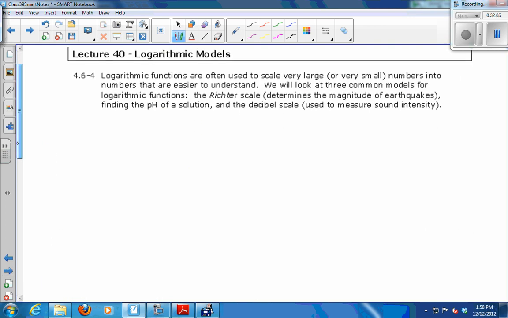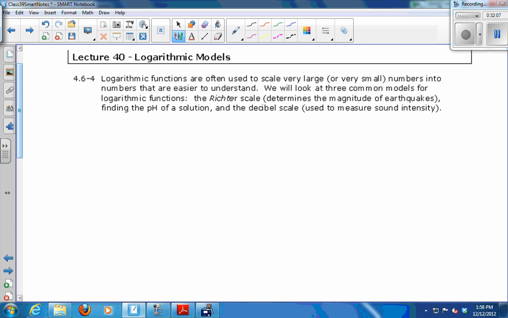All right, so we're going to move on from exponential to logarithmic models. So logarithms are often used to scale very large or very small numbers into numbers that are easier to understand. So we're going to look at two common models, the Richter scale and pH.